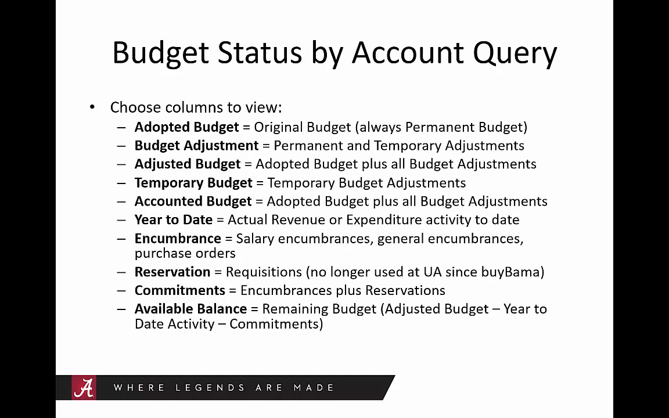Users can choose to view these columns in their query. Adopted budget, which equals your original budget, always your permanent budget. Budget adjustment, which equals permanent and temporary adjustments. Adjusted budget equals adopted budget plus all budget adjustments. Temporary budget equals only your temporary budget adjustments. Accounted budget equals adopted budget plus all budget adjustments. Year-to-date equals actual revenue or expenditure activity.